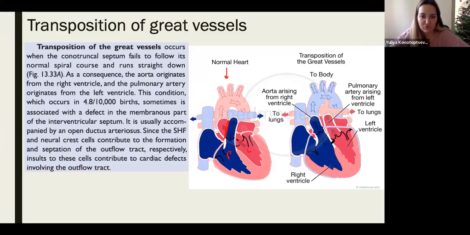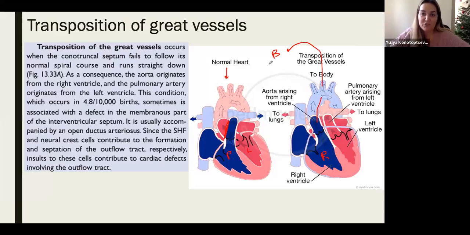It has a straight membrane appearance. So let's try to follow how the circulation happens now. Because of this straight appearance, you can see that the aorta now arises from the right ventricle. So let's follow its circulation. The right ventricle pushes the blood to the aorta. The aorta pushes it to the rest of the body.